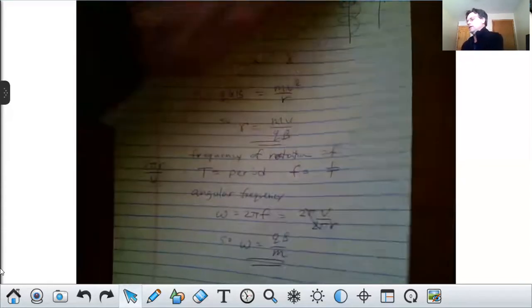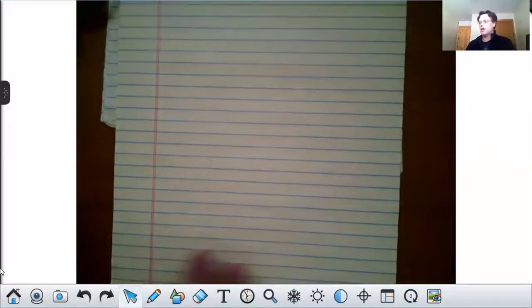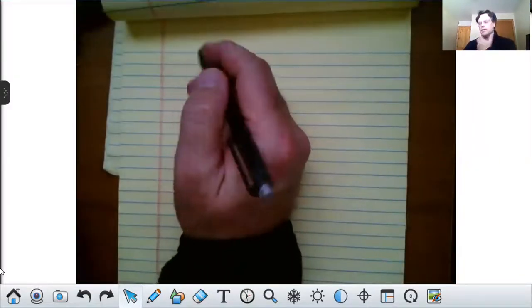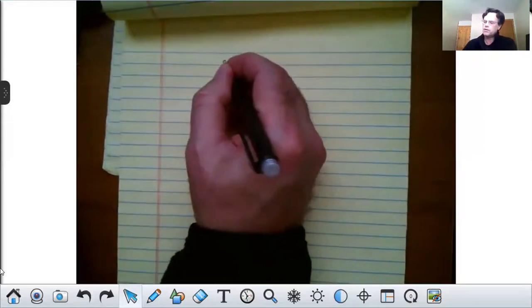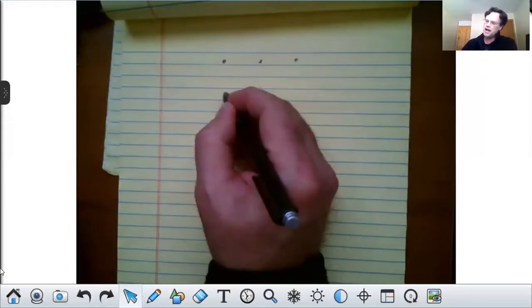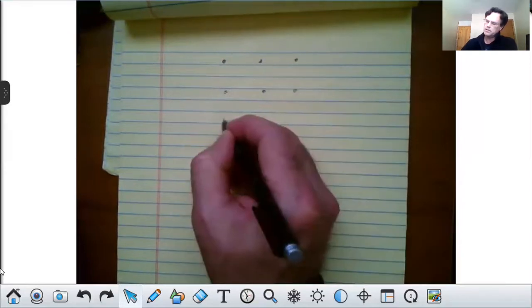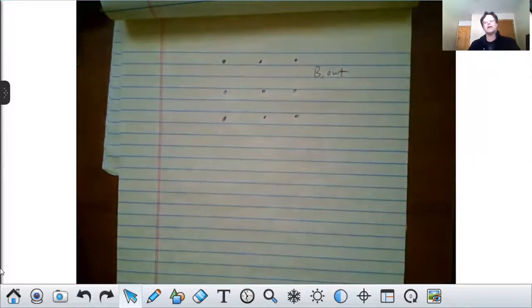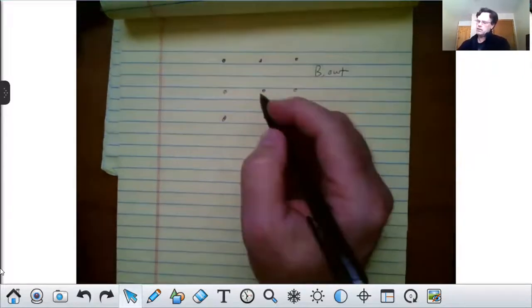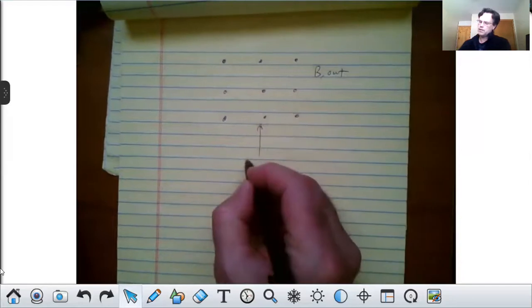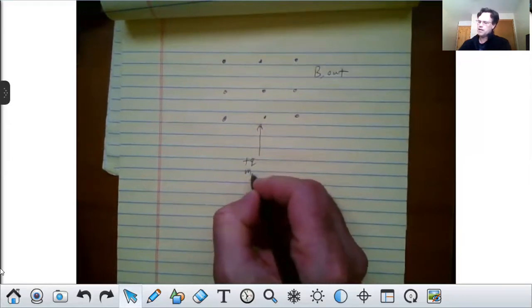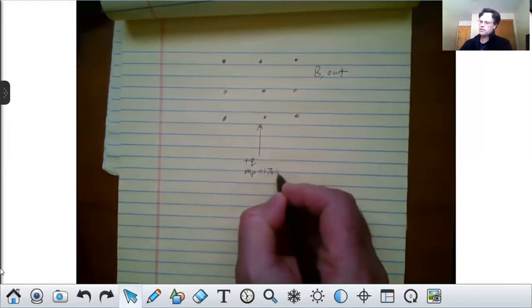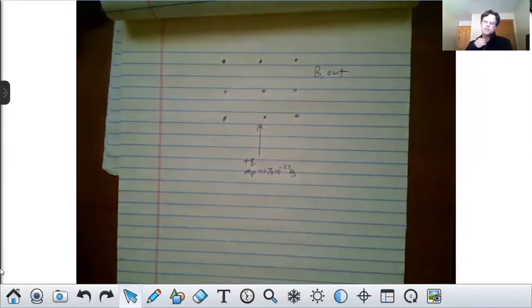So let's talk about that a little bit. Sometimes people use what are called mass spectrometers to determine mass. So let's say I'm going to do another example here of a field coming out, just to practice the right-hand rule a little bit. So my magnetic field's coming out. Let's say I shoot my proton, my positive charge, with a mass of 1.7 times 10 to the negative 27 kilograms. Okay, so what way is it going to go?